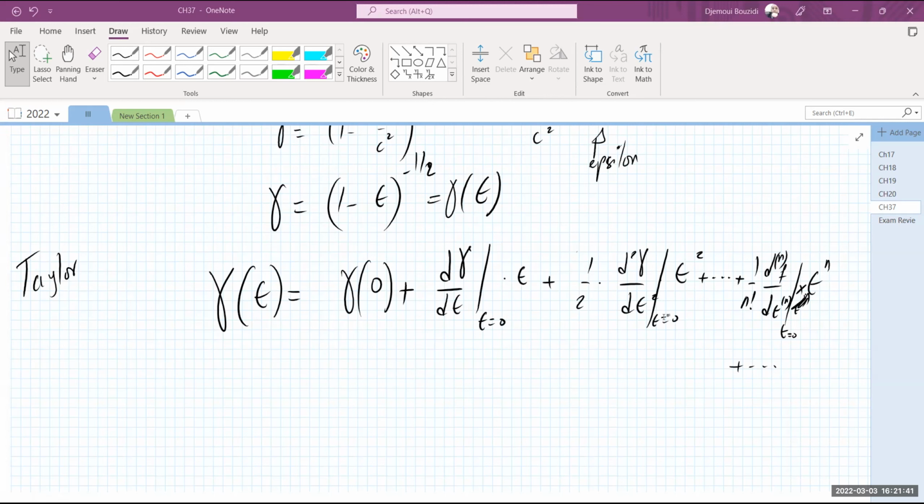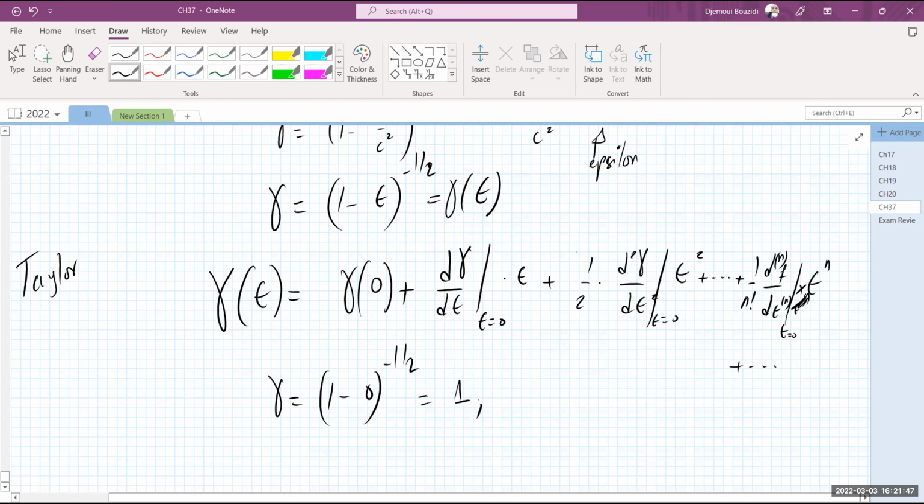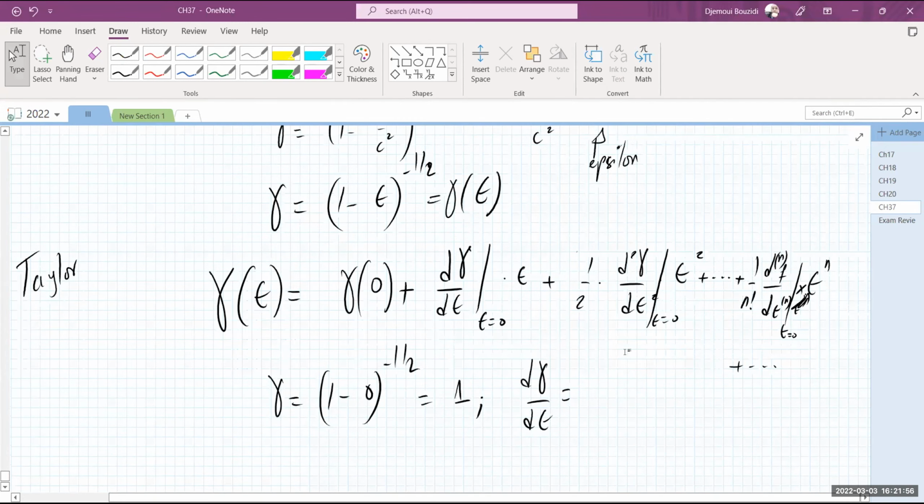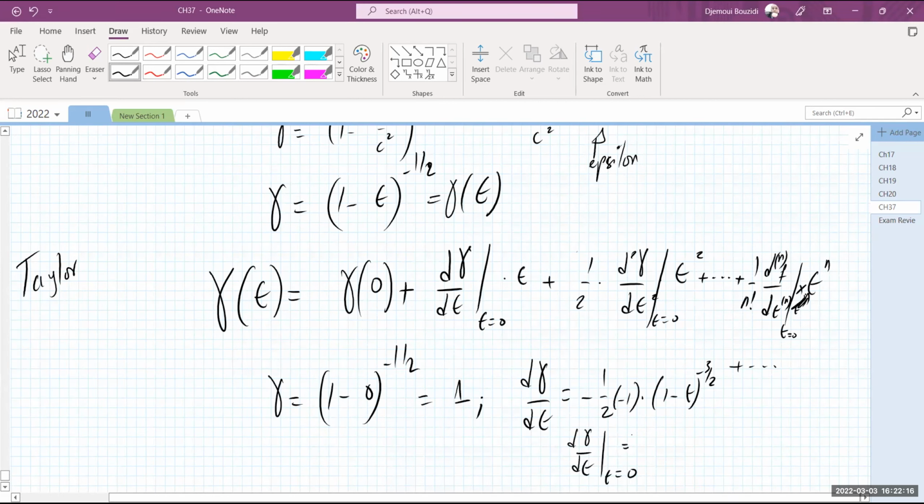Well, gamma of 0 is clearly equal to 1, because it's 1 minus 0 to the power -1/2, which is 1. For the derivative of gamma with respect to epsilon, you can clearly see the wisdom of using not beta, but epsilon, because all I have to do is drop that -1/2 from the power, then take the derivative of inside, which is -1, then drop the power by another factor, which brings me to -3/2. Evaluate this expression at epsilon equals 0. Well, the negative cancels the negative. This one is 1, so it's just 1/2.